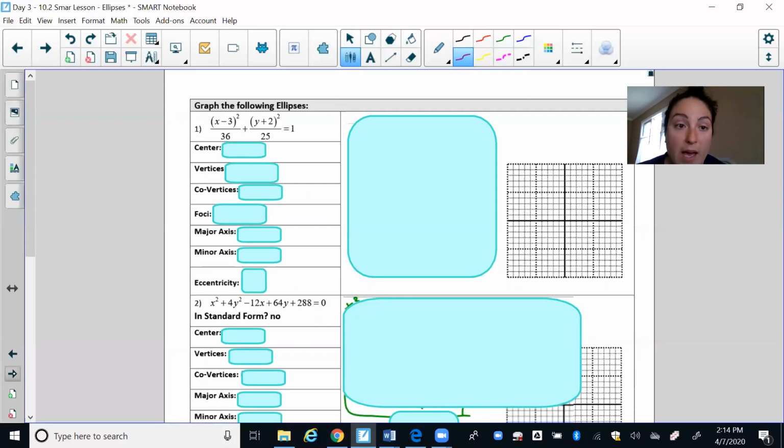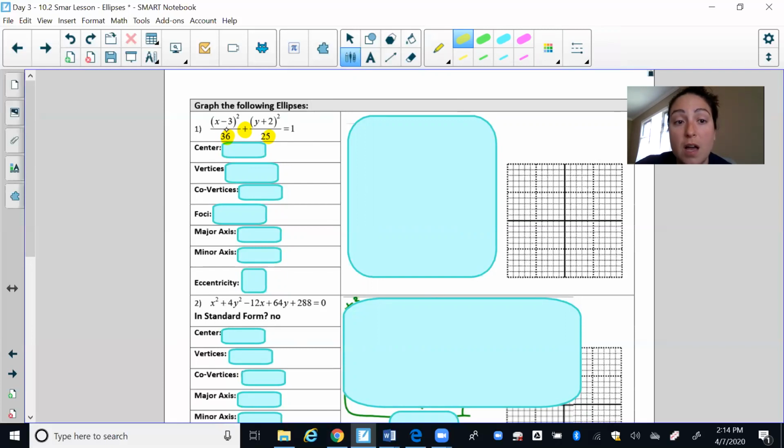All right, so let's do an example. Example number 1, we have (x minus 3) quantity squared over 36, plus (y plus 2) quantity squared over 25 equals 1. So we know that this is an ellipse because we are adding. And I know that this is going to be a horizontal ellipse because 36 is bigger than 25 and 36 is under x squared. So first things first, let's find our center.